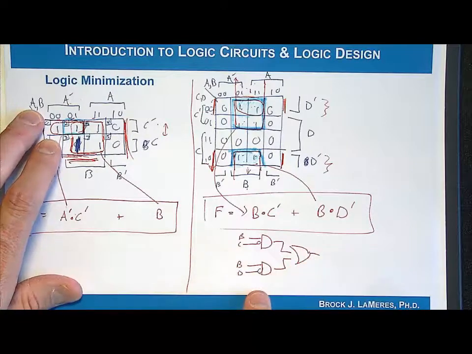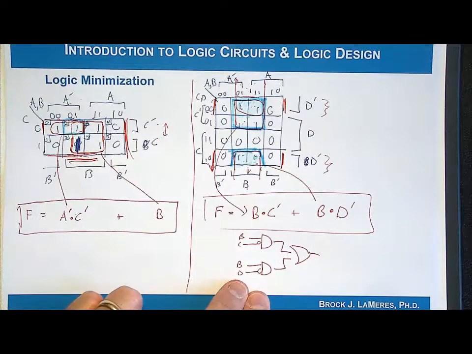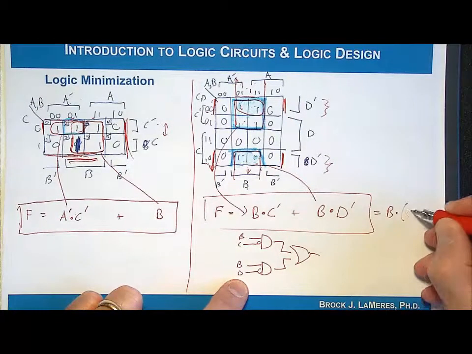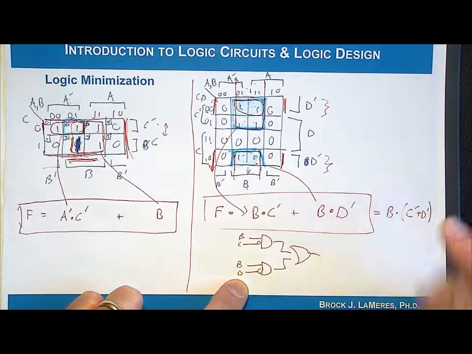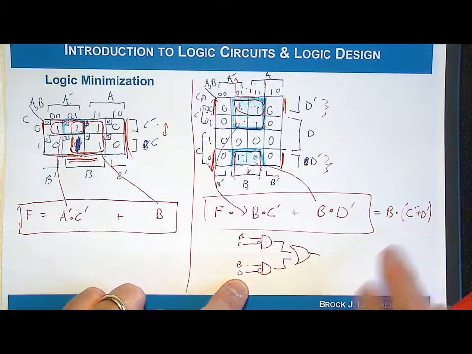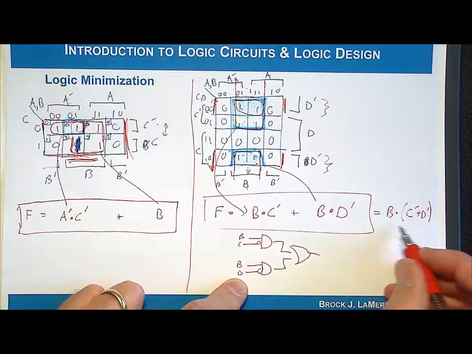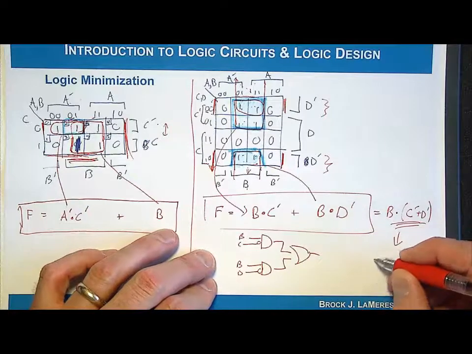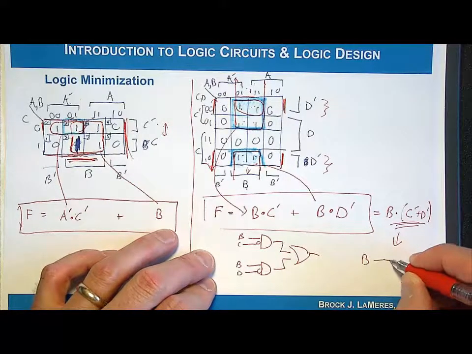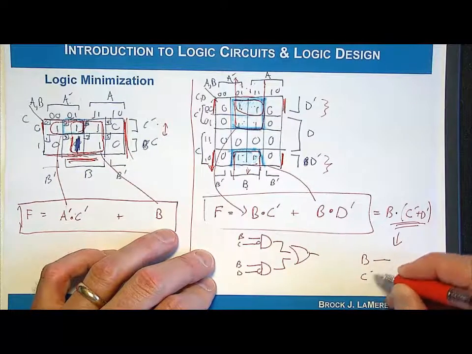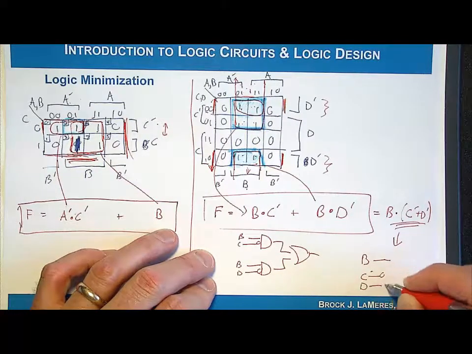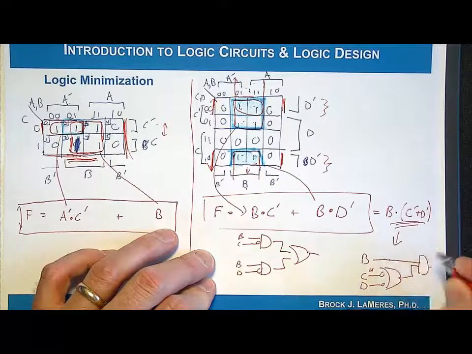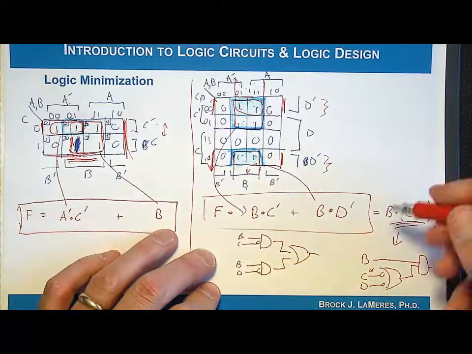Now, the Kmap doesn't do that final associative property if you wanted to pull B out. I noticed B's in both of those, so I could have said B is ANDed with C naught ORed with D naught. The Kmap doesn't take it to that point. The Kmap just gets it into a nice sum of products form, so you would have to do that manually if you wanted to. So this expression would give you B ANDed with C naught, D naught ORed together. So you would pull B out of there. The Kmap doesn't give you this.